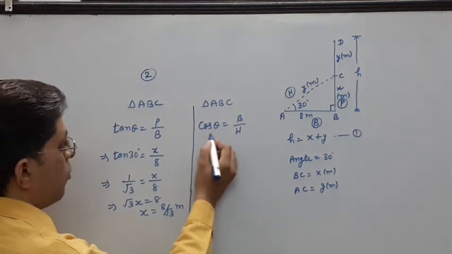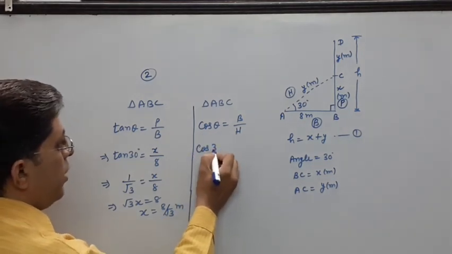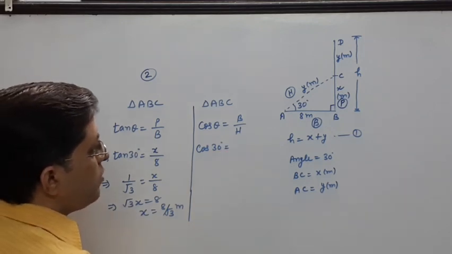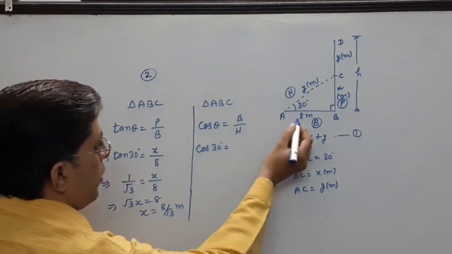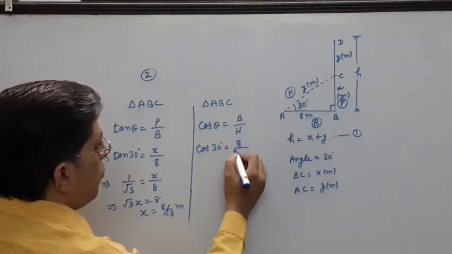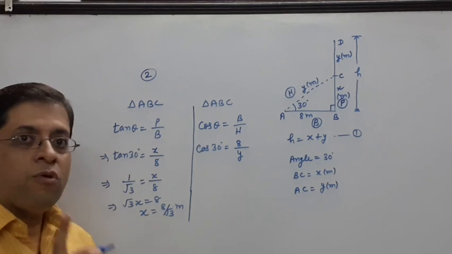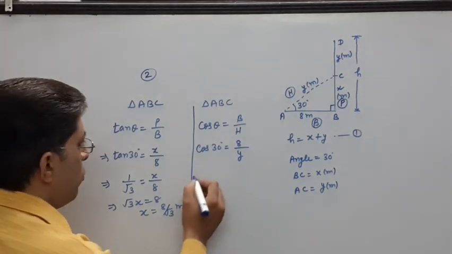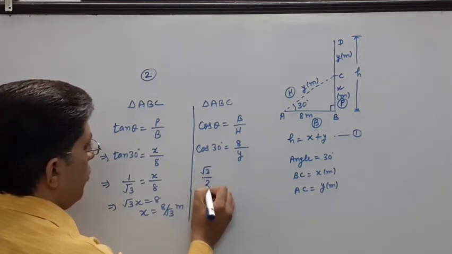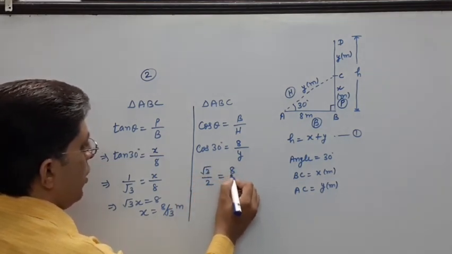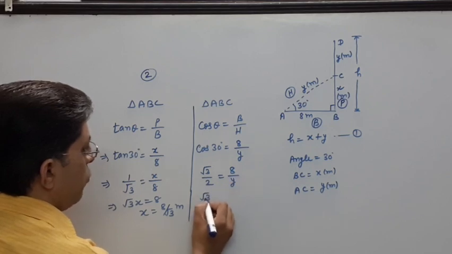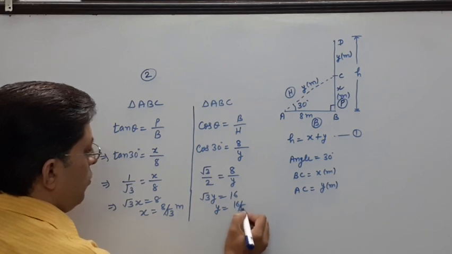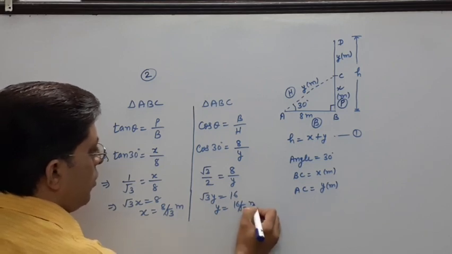Here, cos theta. Take cos 30 degrees. What is the base? Base is 8 and hypotenuse is y. What is cos 30 degrees? It is root 3 upon 2. So root 3 upon 2 equals 8 upon y. So root 3y is equal to 16, and y will be 16 upon root 3 meters.